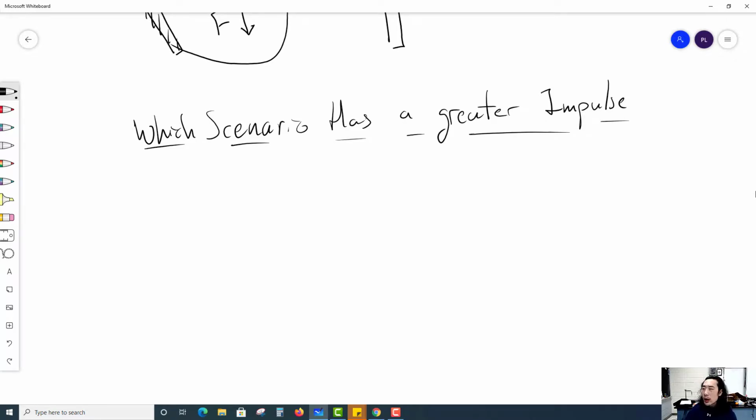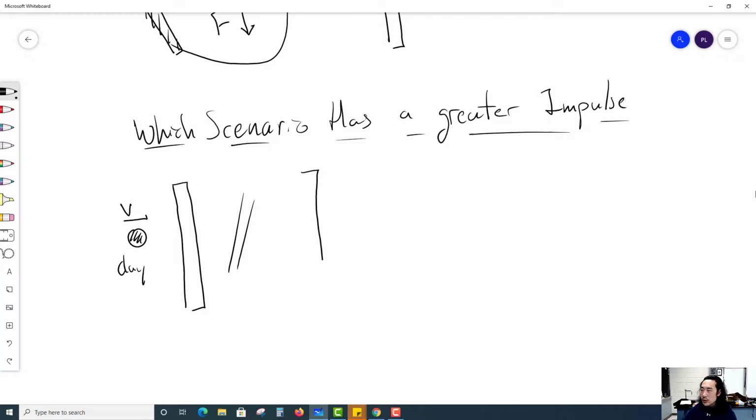So let's say scenario one, we have a particle moving forward with a velocity of v. I think they usually call this the clay ball, kind of like Play-Doh. It hits the wall, and then after a period of time, the clay comes to a complete stop. The clay just gets smushed into the wall. So initial velocity, we can say it's v. Our final velocity, we can say it's 0.